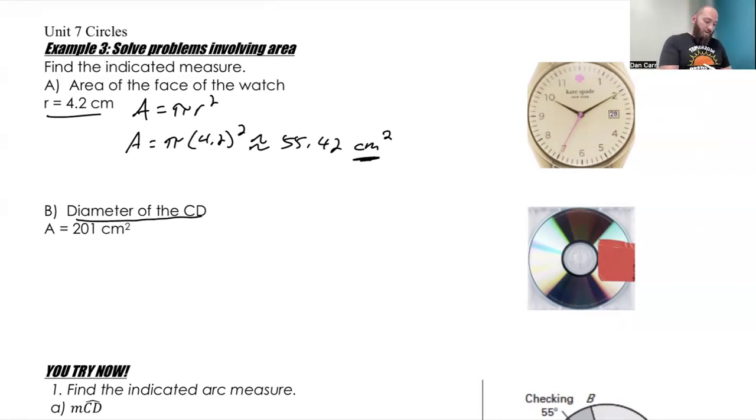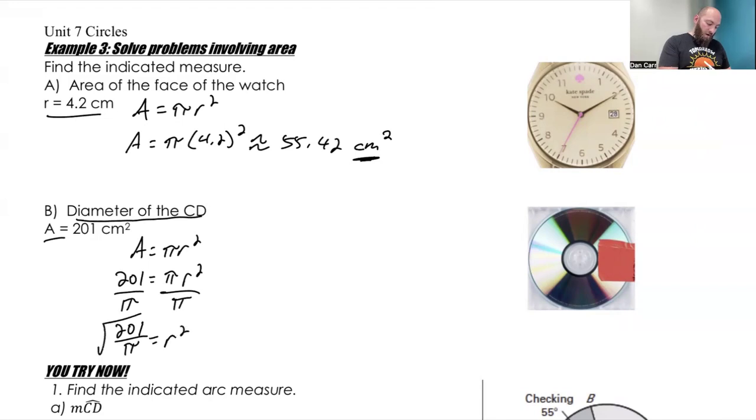Here I want to find the diameter of CD, and I'm given the area. So we're going to work this backwards. If area is equal to pi r squared, that means 201 is equal to pi r squared. I want to divide both sides by pi, so I have 201 over pi is equal to r squared. Then I can undo my r squared by taking the square root. R is just about 7.99 centimeters.